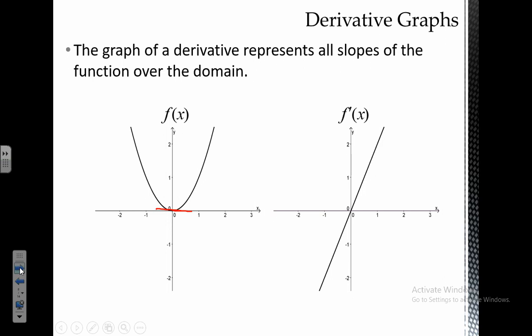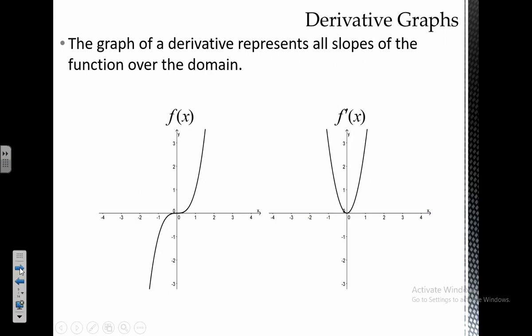Let's look at a different one. Here is our function. Notice how it is increasing the whole time. Our derivative is always above the x-axis. The only thing that happens here is we do have a horizontal tangent line at 0, which means our derivative needs to be 0. Look at that.